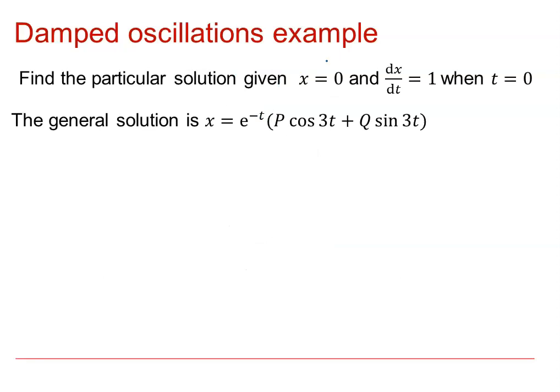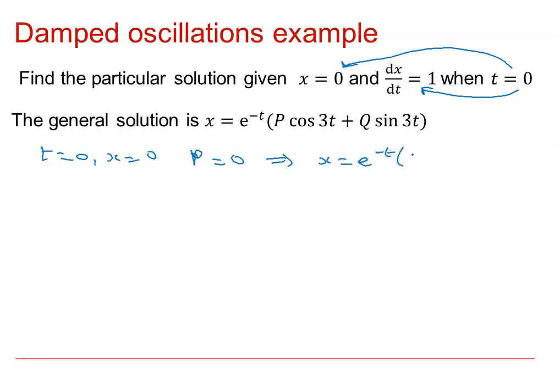So now we have some conditions. We are told that when t is 0, x is 0, and when t is 0, the velocity is 1. dx by dt would be the velocity. So we're going to use these now on our general solution to find a particular solution. So for example, when t is 0, x is 0, so that's given. Therefore, p would be 0. So we now have an improved solution of x equals e to the minus t q sine 3t.